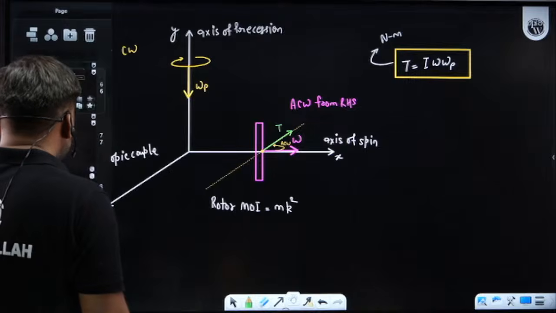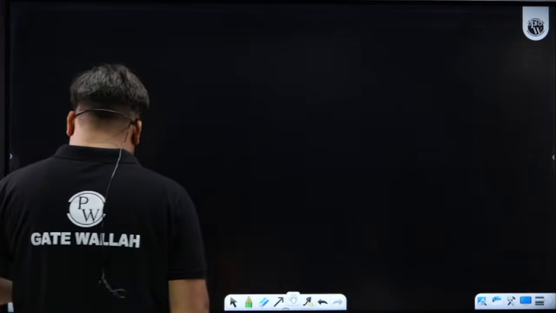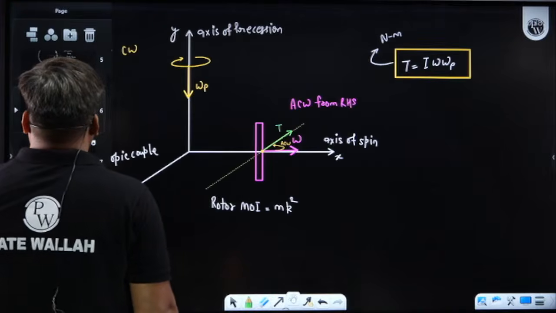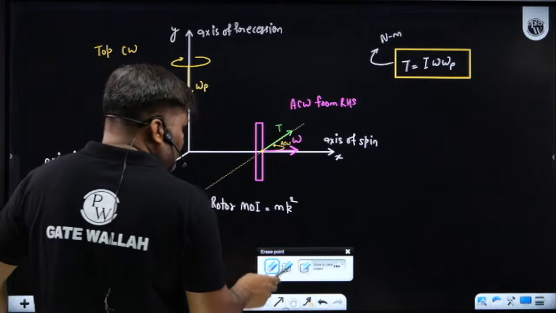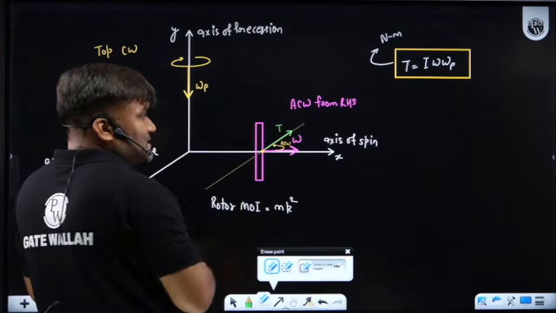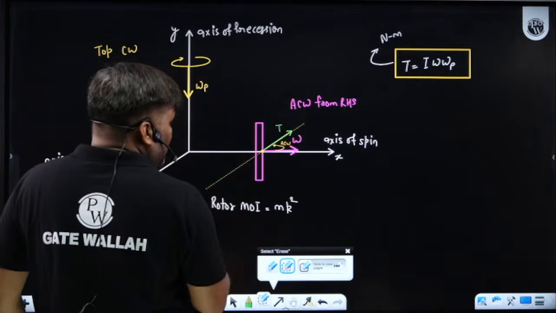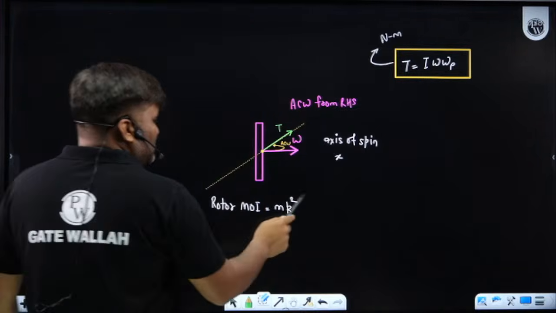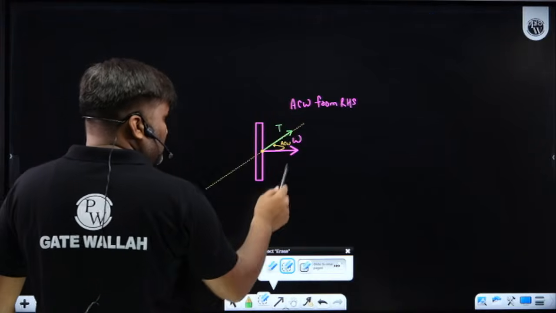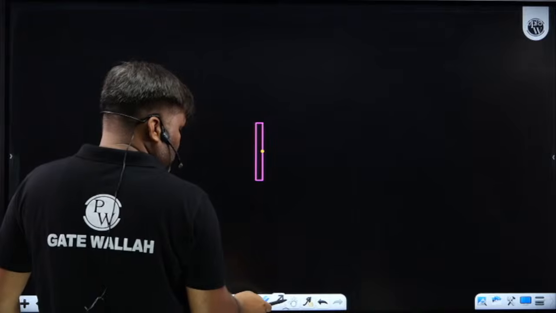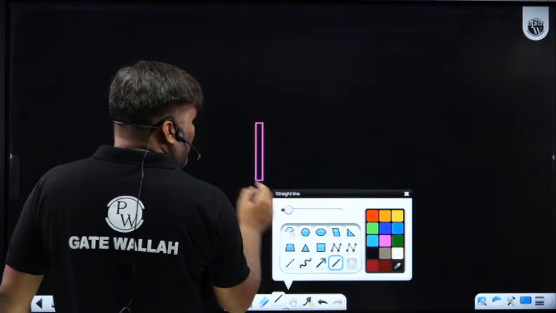How do we talk? Sir, suppose, let me take the same diagram. Ultimately, we have got that in the z direction, inside, minus z direction, we are having the torque. If minus z direction we are having the torque, this is the rotor, and suppose this rotor is mounted on some shaft.